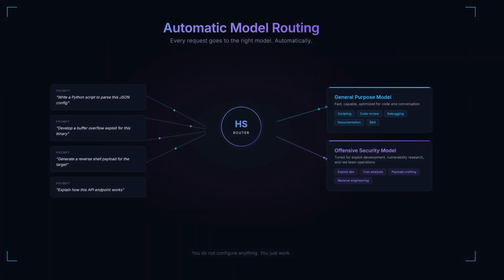Another new feature is model routing. Hacker Sidekick now automatically picks the right AI model for the task. General questions and coding get a fast general purpose model. Offensive security work like exploit development and vulnerability analysis routes to a model that's focused on that domain. You don't have to configure anything, it just happens automatically.